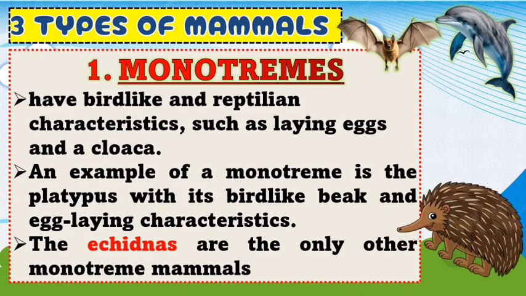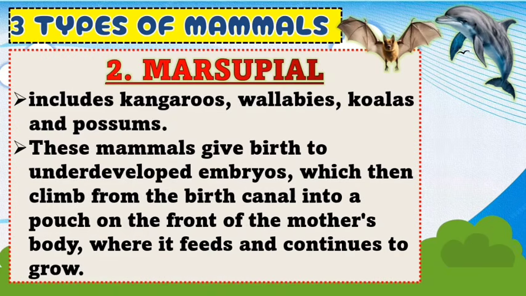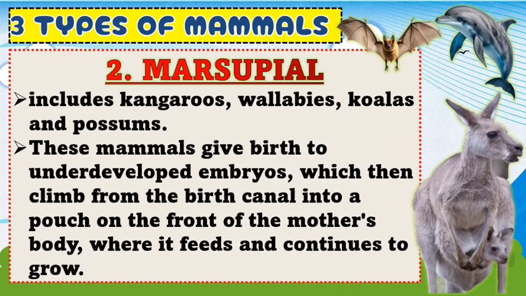The echidnas are the only other monotreme mammals. Number 2 type of mammal is the marsupial. It includes kangaroos, wallabies, koalas, and possums. These mammals give birth to underdeveloped embryos which then climb from the birth canal into a pouch on the front of the mother's body where it feeds and continues to grow, just like what you have seen in the picture.